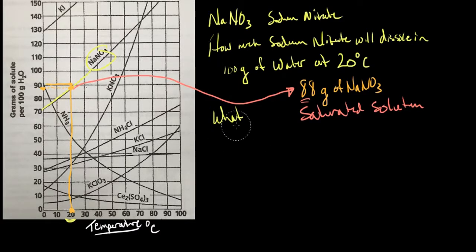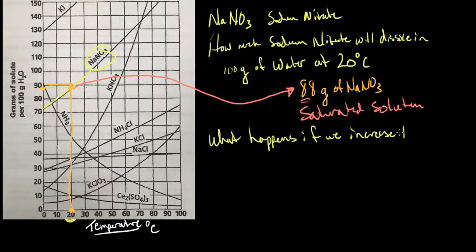Okay, now what would happen if we increase the temperature to, say, 40 degrees Celsius? All right, so we go from 20 over here to 40 degrees Celsius. Well, that shifts our solubility. We track that up at 40 degrees Celsius, and it goes all the way to here, and that marks out right there that looks to be like 104 grams.